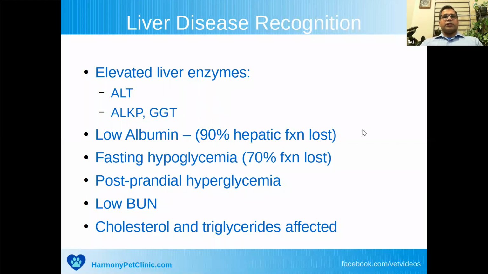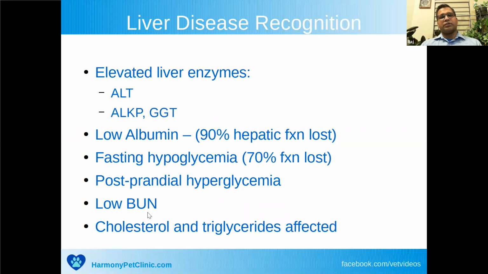So, disease recognition in the liver. Mostly some of these factors are abnormal. There may be elevated liver enzymes like we talked about: ALT, alkaline phosphatase and GGT. They will be higher. When low albumin because of liver disease is seen, mostly 90% of liver function is lost. With fasting hypoglycemia, mostly 70% of liver function is gone. Normally, the body should have reserve and should be able to maintain a normal glucose status. Similarly, postprandial hyperglycemia: on fasting, glucose will go very low, and after eating, it will go up, because the liver is not able to convert glucose and store it as glycogen.